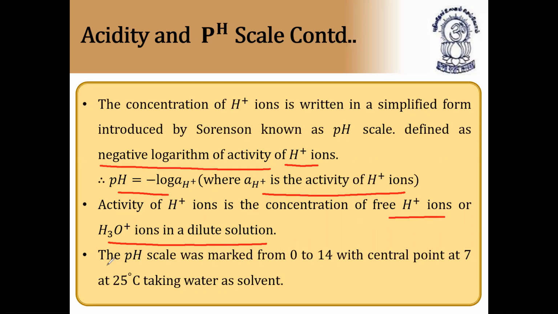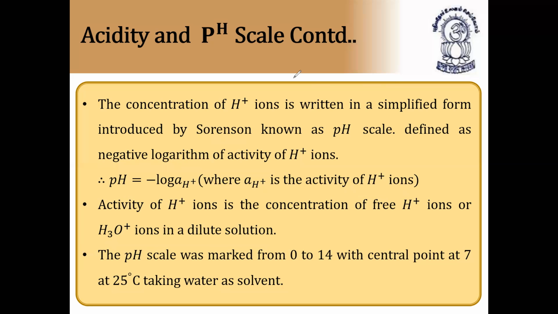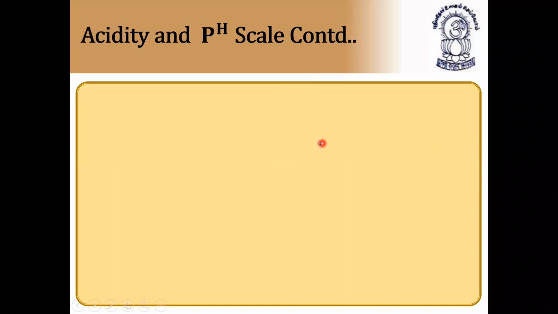The pH scale, as we already know from 10th class also, is marked from 0 to 14 with central point 7 at 25 degrees C, taking water as solvent. Very, very important point. So pH of water is always equal to 7. Since water is neutral, we can say the pH of water is equal to 7. The pH scale was introduced by so and so. Very, very important. Please note it down. Based on pH values, definitely they'll give questions.